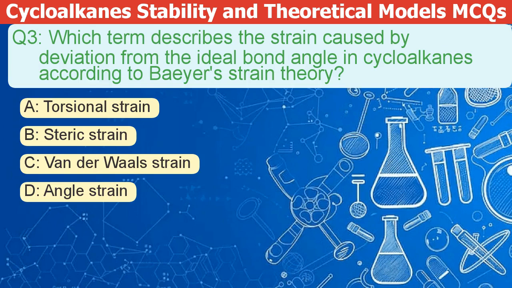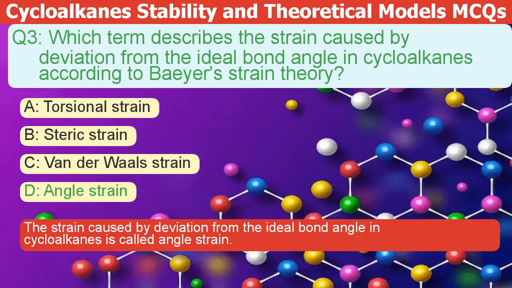Which term describes the strain caused by deviation from the ideal bond angle in cycloalkanes, according to Baeyer's strain theory? A. Torsional strain. B. Steric strain. C. Van der Waals strain. D. Angle strain. The correct answer is D. The strain caused by deviation from the ideal bond angle in cycloalkanes is called angle strain.